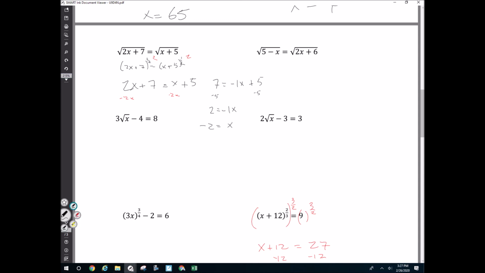Do you guys do it that way? No. You guys probably subtracted x from both sides and then subtracted 7 to both sides. Do we both get the same answers? Yes. There's multiple ways to do the same thing. You don't have to do it just the way that your teacher shows you how to do it.